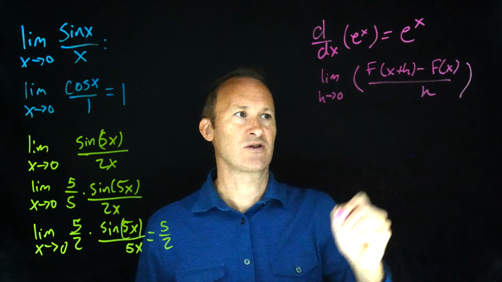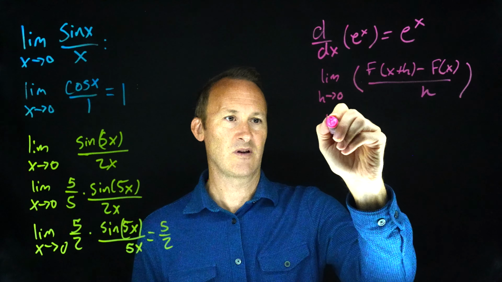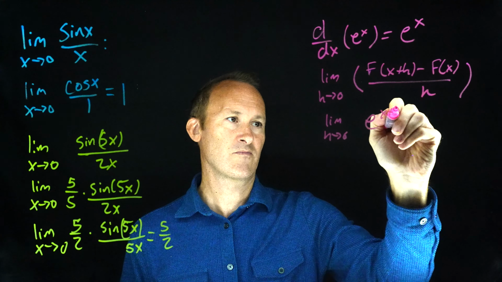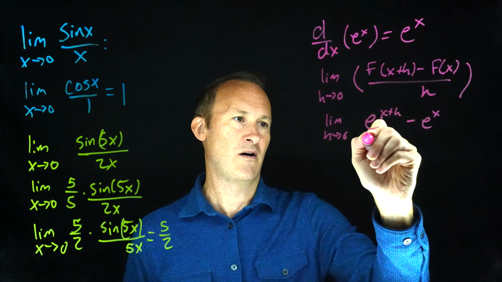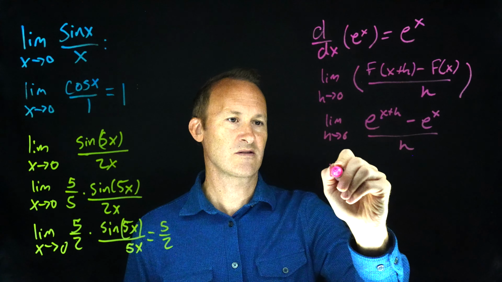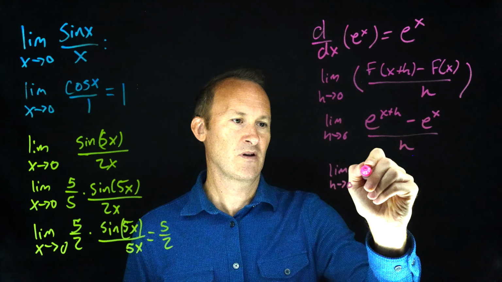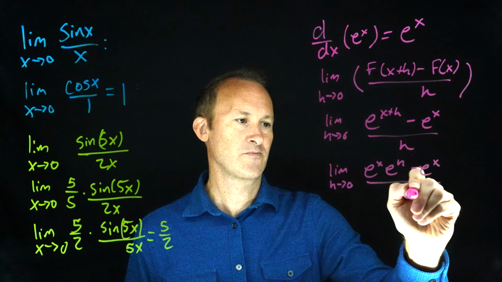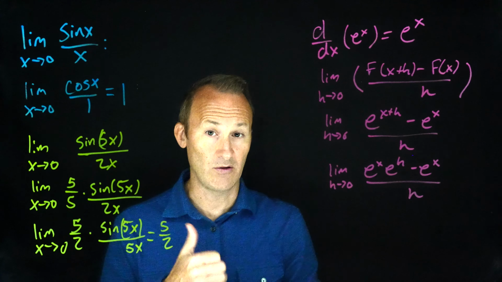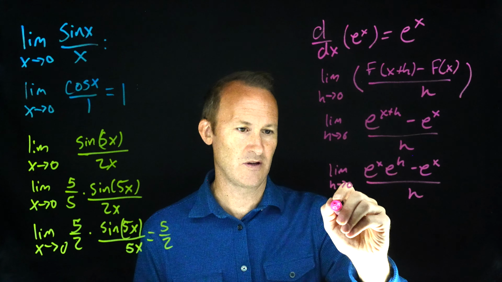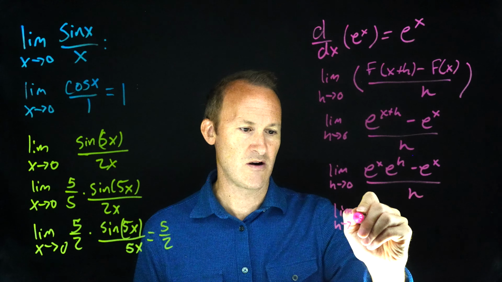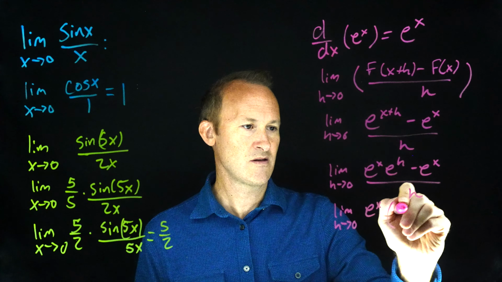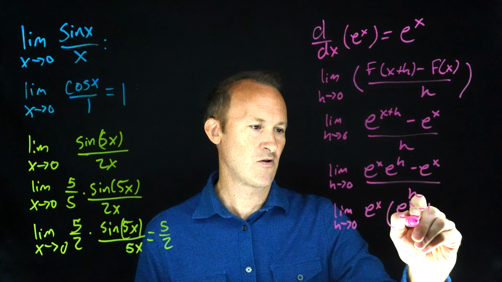And here, our function is going to be e to the x. So this is the limit as h goes to 0 of e to the x plus h minus e to the x all over h. Now you can rewrite this as follows. Limit as h goes to 0 of e to the x times e to the h minus e to the x over h. And clearly you can pull out an e to the x, right? So we get the limit as h goes to 0 of e to the x, and then we're left with what? e to the h minus 1 over h.